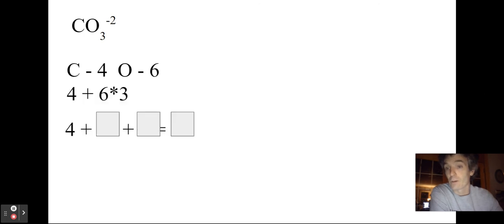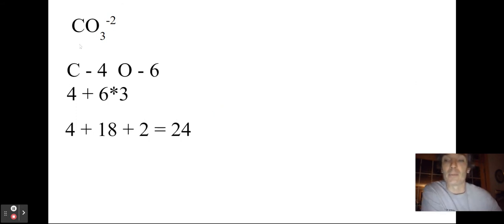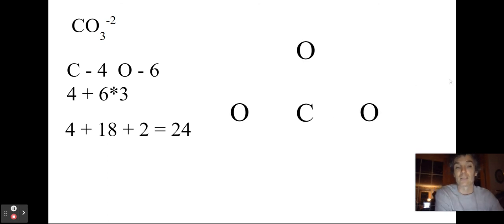Now, this is the carbonate ion. So how many electrons? Carbon has 4, oxygen has 6. So 4 plus 3 times 6, so 18 plus 4, all right? Now I've got a negative 2, so you're going to add the negative 2. So that's 24 total, right? Now what's going to be my central atom here? In the past 2, it wasn't the least electronegative, but this time it is. It's carbon. Carbon has the lowest electronegativity.